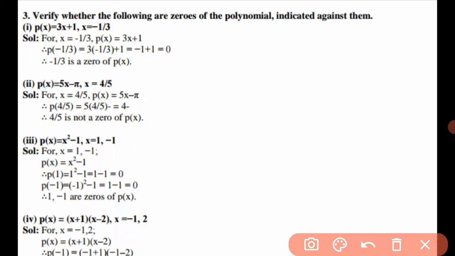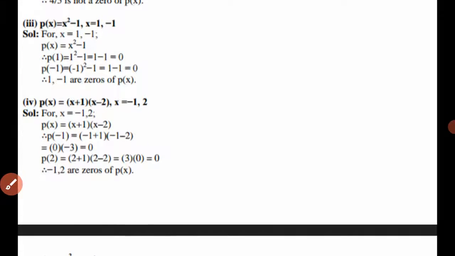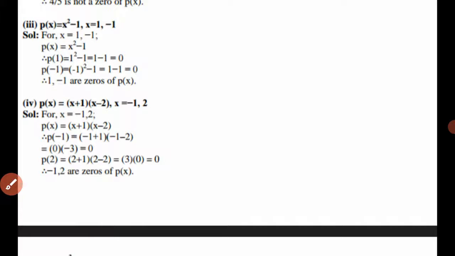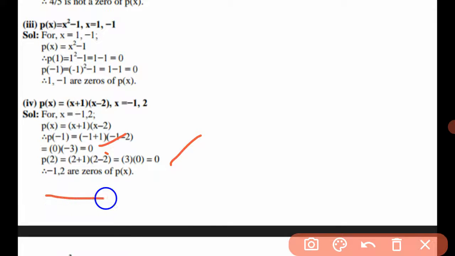Now in the same way, see its fourth part. In the fourth part also the value of p(x) is given, that is (x plus 1)(x minus 2), and the values of x are minus 1 and 2. By putting x as minus 1, the answer will be 0, and by putting x as 2, the answer will also be 0. So here we can say that minus 1 and 2 are zeros of polynomial p(x).